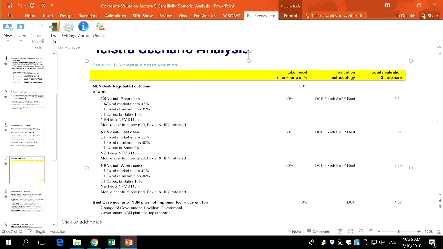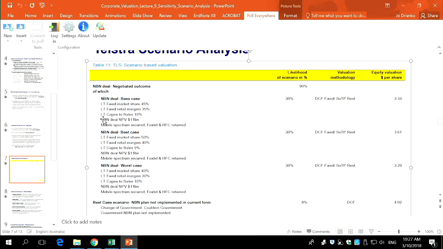So what we have here is a deal between Telstra and the National Broadband Network, where long-term fixed market share is 45% for Telstra. Long-term retail margins are 35%. The capex to sales ratio is 10%. An NBN deal has an NPV of 11 billion for Telstra. The mobile spectrum remains the monopoly of Telstra. Foxtel and high-frequency traffic is also retained by Telstra.